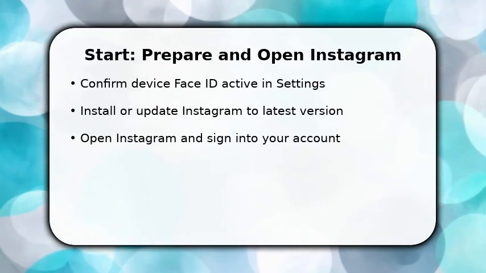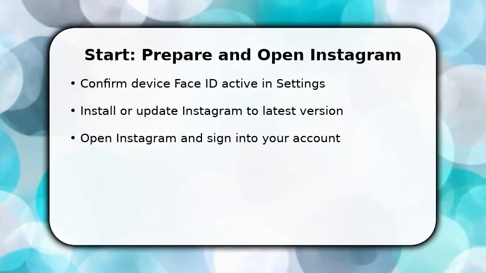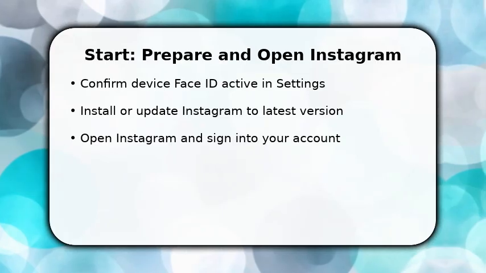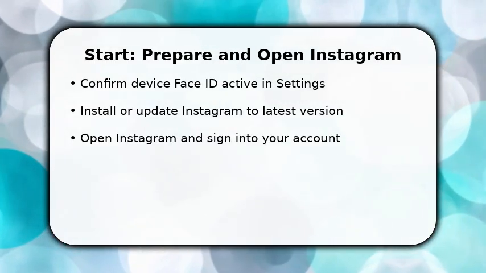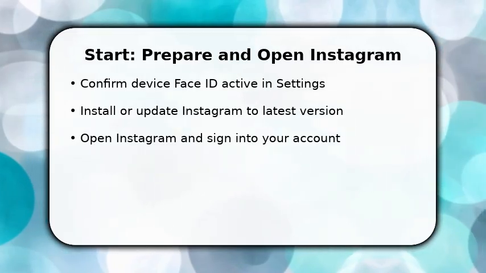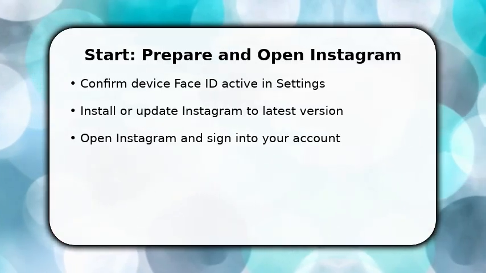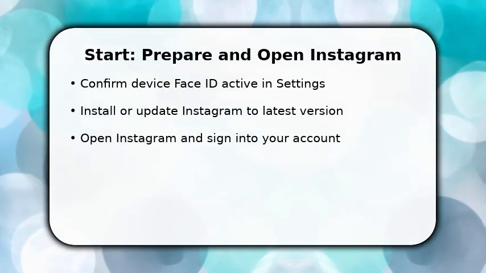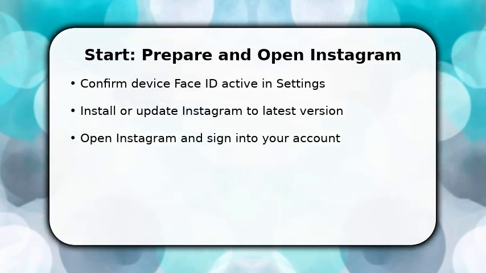Enjoy the video. You start by ensuring Face ID is already set up in your device settings so Instagram can use it. Once done, make sure Instagram is updated. App updates unlock biometric support. Open Instagram and sign in. The app will prompt Face ID when appropriate. If you don't see a prompt, navigate to Profile Settings to check security options. Doing these first steps reduces interruptions later and lets Instagram link your biometric prompt to login and sensitive actions.